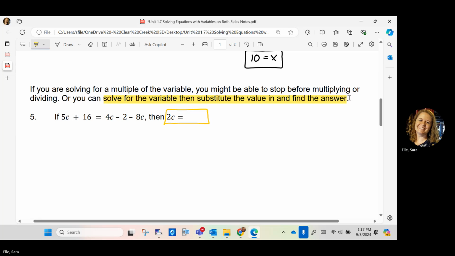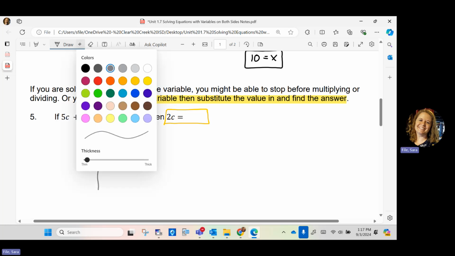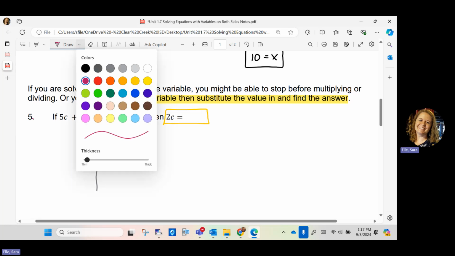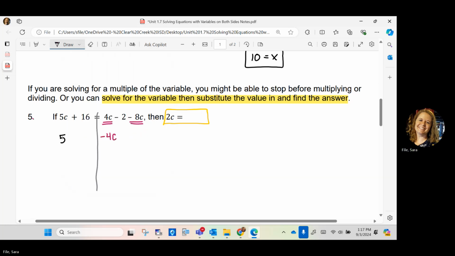Okay, so we're going to treat this the same to start by separating the left and right. Now there are no parentheses, so no distribution, but there are like terms over here. I've got a 4C and a negative 8C that I need to combine. So that is negative 4C. And then I've still got the minus 2 and the 5C plus 16.